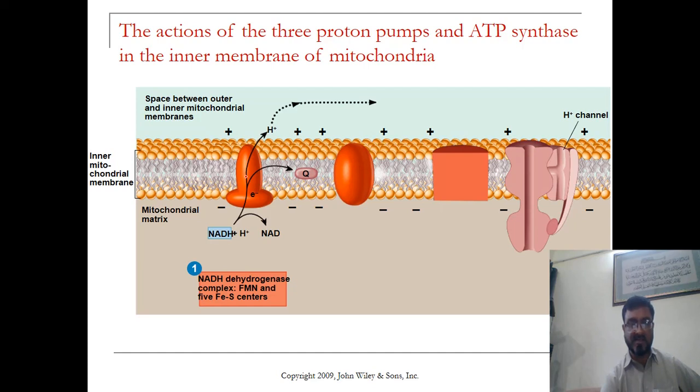These carriers transfer high energy electrons from one carrier to another. This will transfer through quinones, and the quinone will shuttle it to another cytochrome, right? And this will transfer to the oxidase. And what is the driving force? You can see here, this is the matrix part. The protons are moving from this region to this region, and then through the proton channel, that will move this ATP synthase. That's the whole process of working.